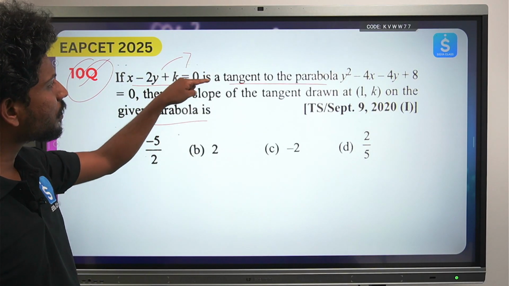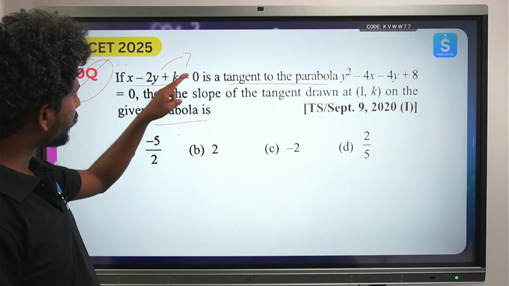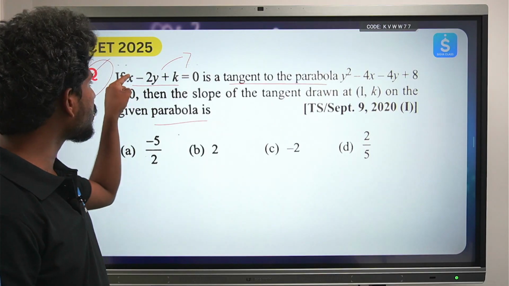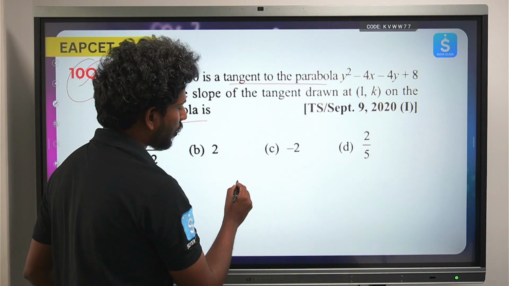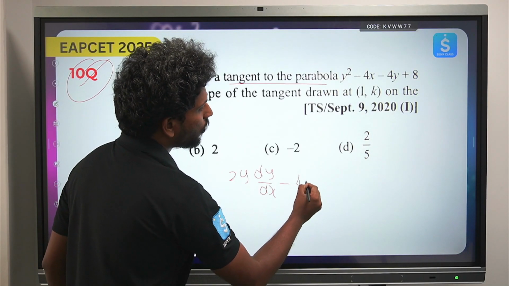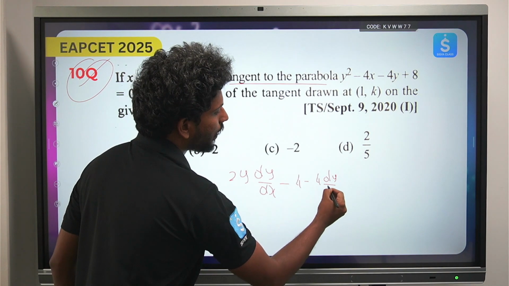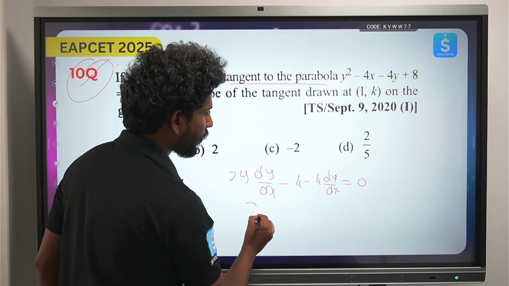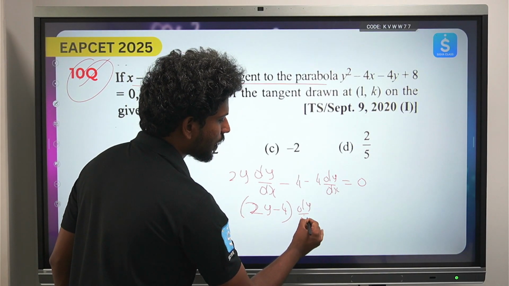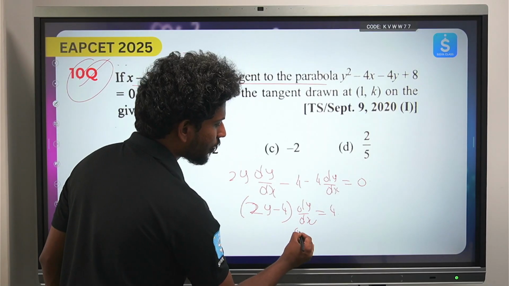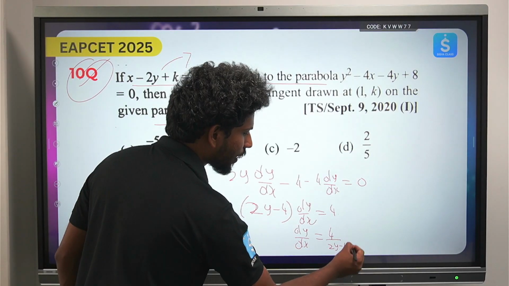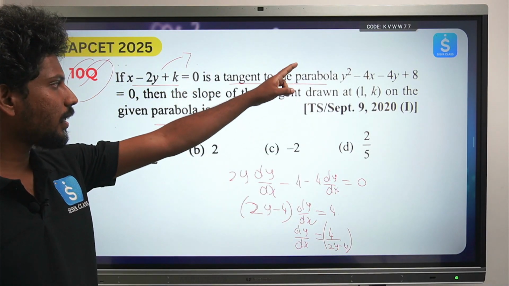He is saying that if x minus 2y plus k is a tangent to the parabola, then when you substitute and find dy by dx here, you get one slope, and from the line you get another slope. So try to do that. If we differentiate, 2y into dy by dx minus 4 into dy by dx equals 4. So (2y minus 4) into dy by dx equals 4, and from here dy by dx equals 4 by (2y minus 4). This is what I got by using the simple method.